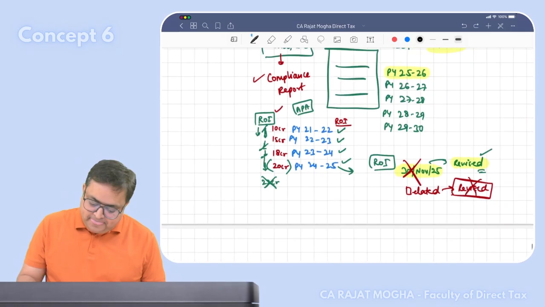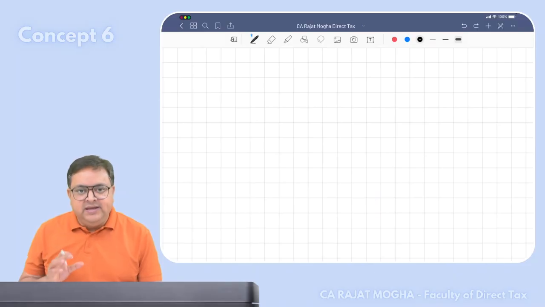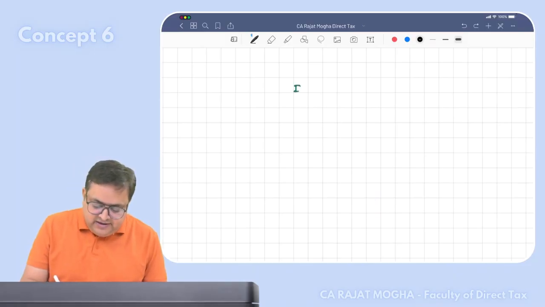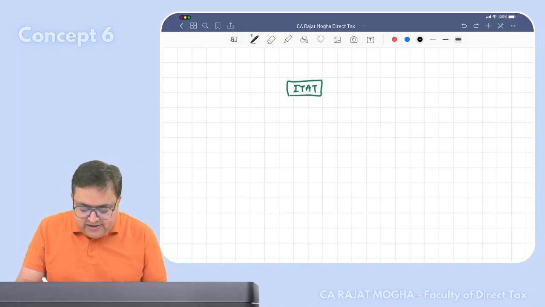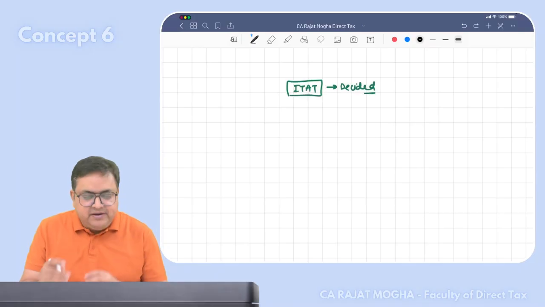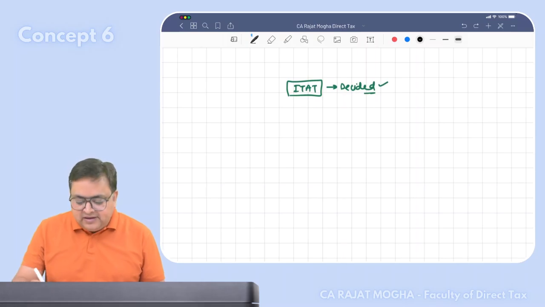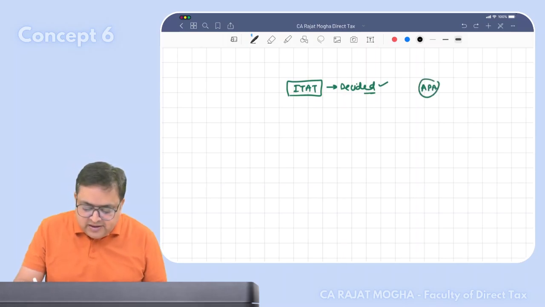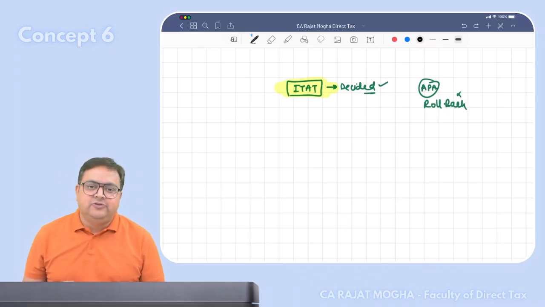Guys, let's say for any year, ITAT, Income Tax Appellate Tribunal, or any authority, let's say for any particular year, if ITAT has already decided a case of any previous year, of any earlier year. Can you apply APA over here? Can you apply rollback provisions over here? The answer is no, because your case has already been decided by the tribunal or higher authority.